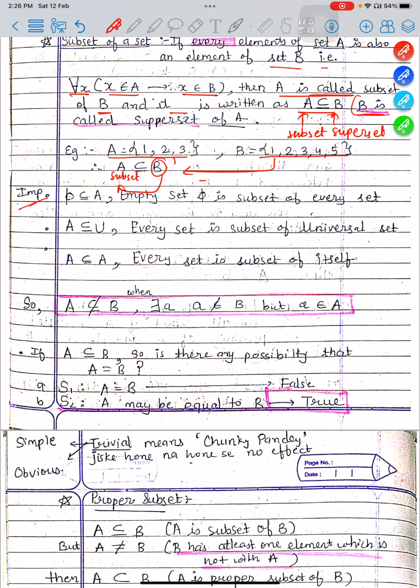Now these are some important points. Phi is a subset of any set. The empty set is a subset of every set. A is a subset of the universal set. Every set is a subset of the universal set. Every set is a subset of itself.